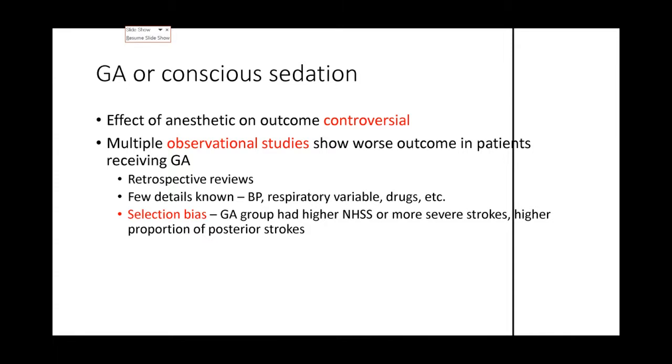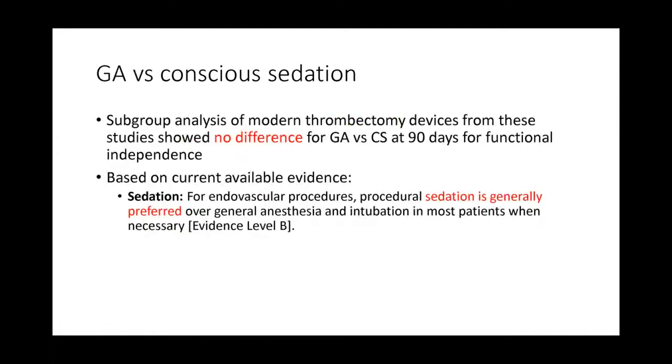But all these studies were highly observational. There are observational studies, retrospective reviews, and really not much detail about other variables that may be important for outcomes, such as blood pressure, respiratory variables, and drug use. And there is high concern for selection bias, because GA groups had higher NIHSS scores, more severe strokes, and a higher proportion of posterior strokes. So, like mentioned before, there is a reason that people were probably getting GA, and maybe that was what led to the worse outcome. This makes sense because most of these studies were observational.